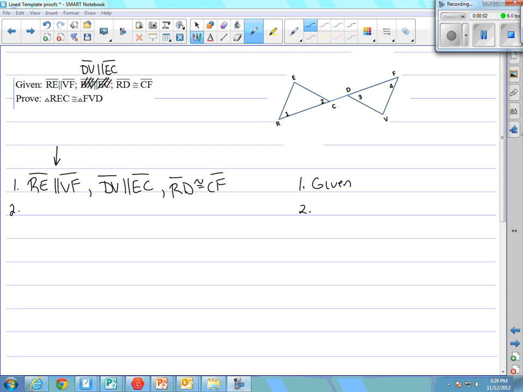In this video, we're asked to prove triangle REC congruent to triangle FVD. Looking through our givens, we know that we have several parallel lines. I'm going to address those first. So segment RE is parallel to segment FV.